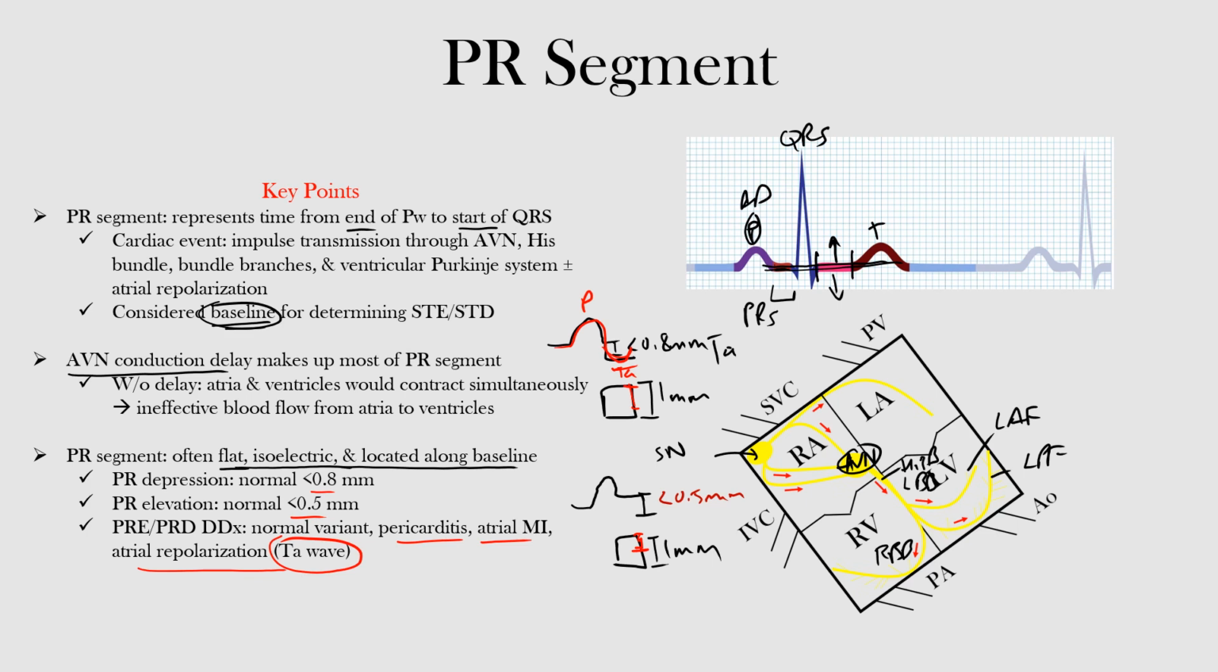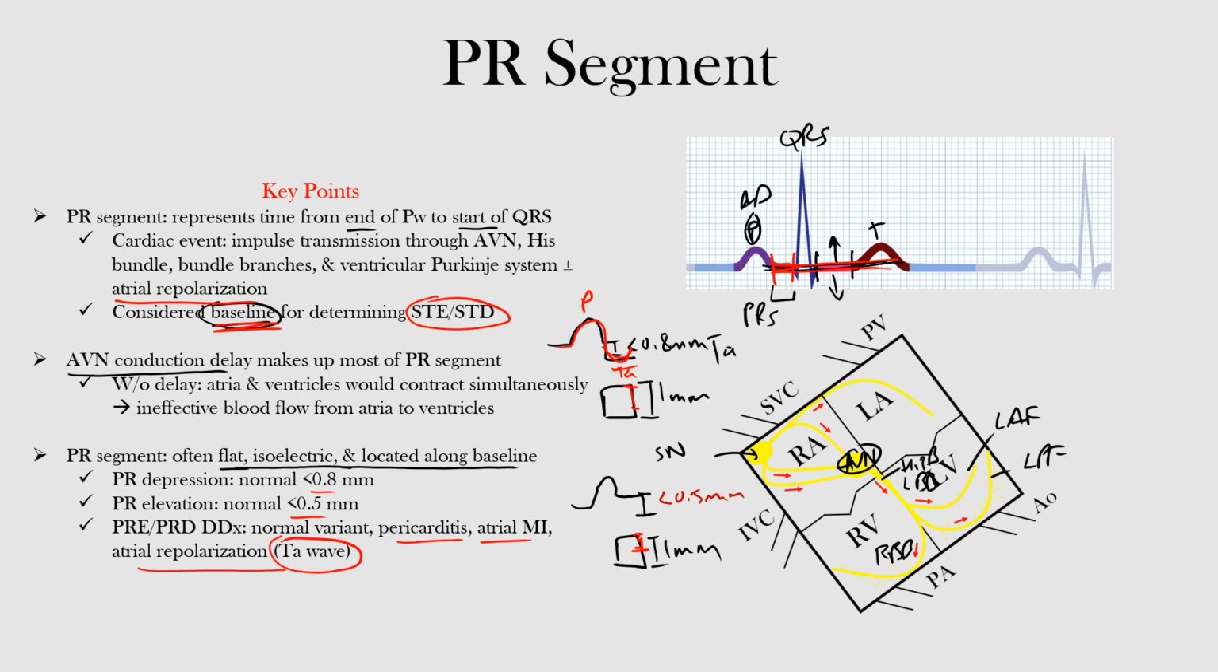All right, let's briefly review what we discussed before we end here. The PR segment represents the time from the end of the P wave to the start of our QRS complex, from this portion here. It represents the impulse going through the AV node, the His bundle, the bundle branches, and the ventricular Purkinje system. It may also include some of the atrial repolarization wave. It's considered the baseline when we're looking to determine ST elevation or ST depression, meaning it's the reference point, this flat portion.